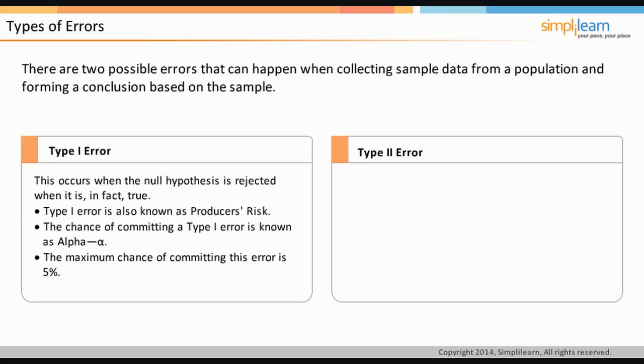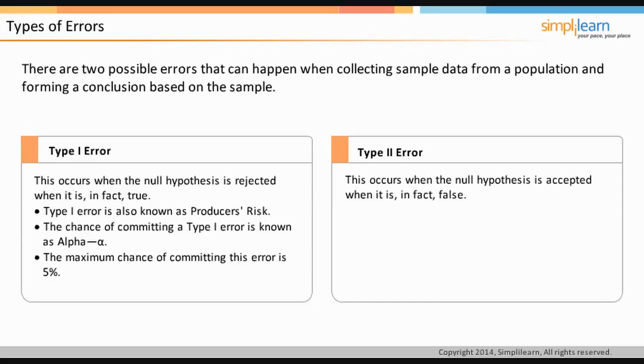Let us consider the previous example. Arriving at a conclusion that Coach B is better than Coach A, when in fact they are at the same level, is a type 1 error. The risk you have of committing this error is 5%, which means there is a 5% chance your experiment can give wrong results. The type 2 error occurs when the null hypothesis is accepted when it is in fact false.